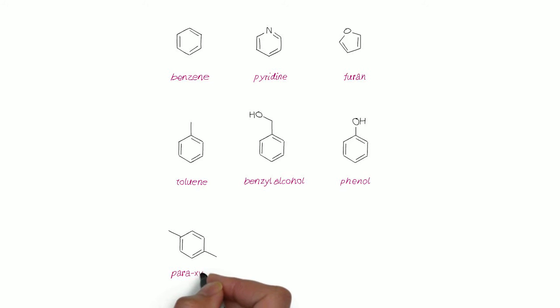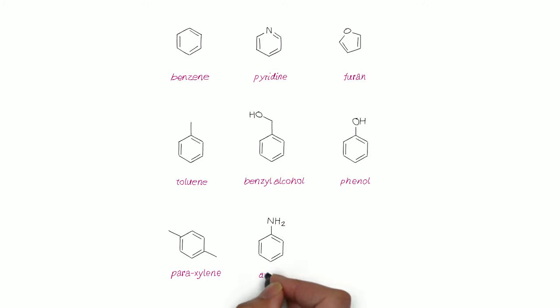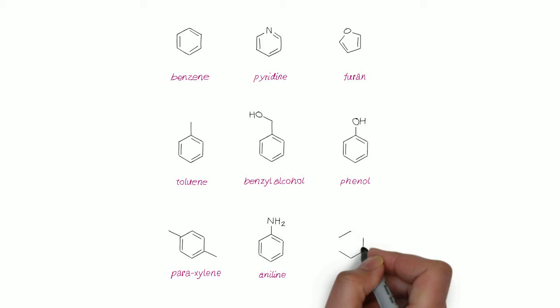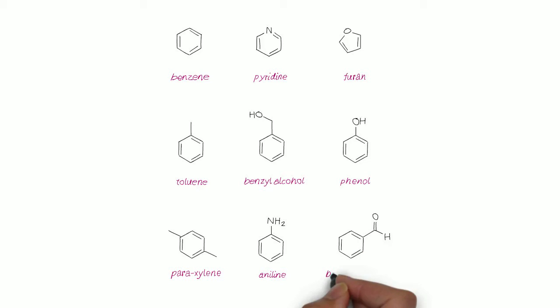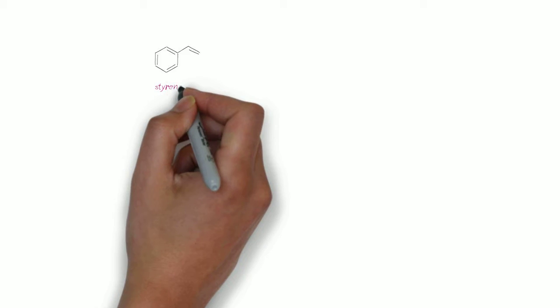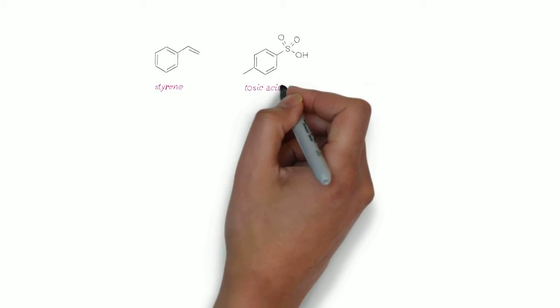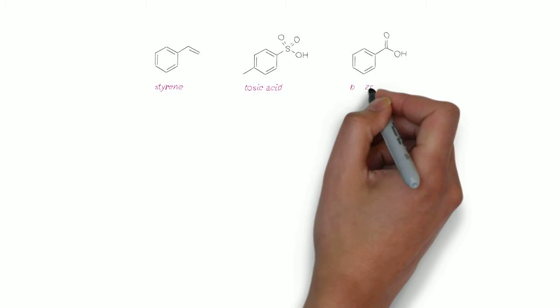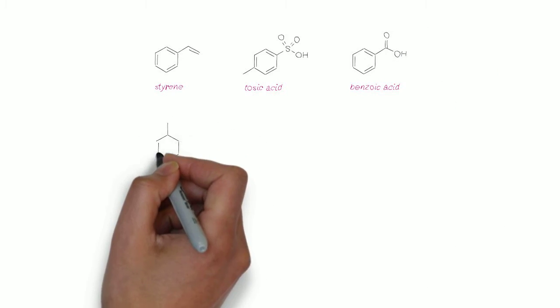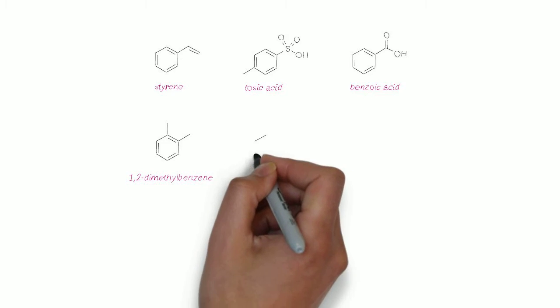Another way to describe that is 1,4-dimethylbenzene. Good. And if I substitute a CH on benzene with an amino group, Aniline. Or an aldehyde, Benzaldehyde. If I substitute with a vinyl group, Styrene. And if I polymerize that, Polystyrene. Good. Tosic acid is a trivial name given to this compound, which has a para-methyl relative to a sulfonic acid. Benzoic acid is the carboxylic acid derivative of benzene.